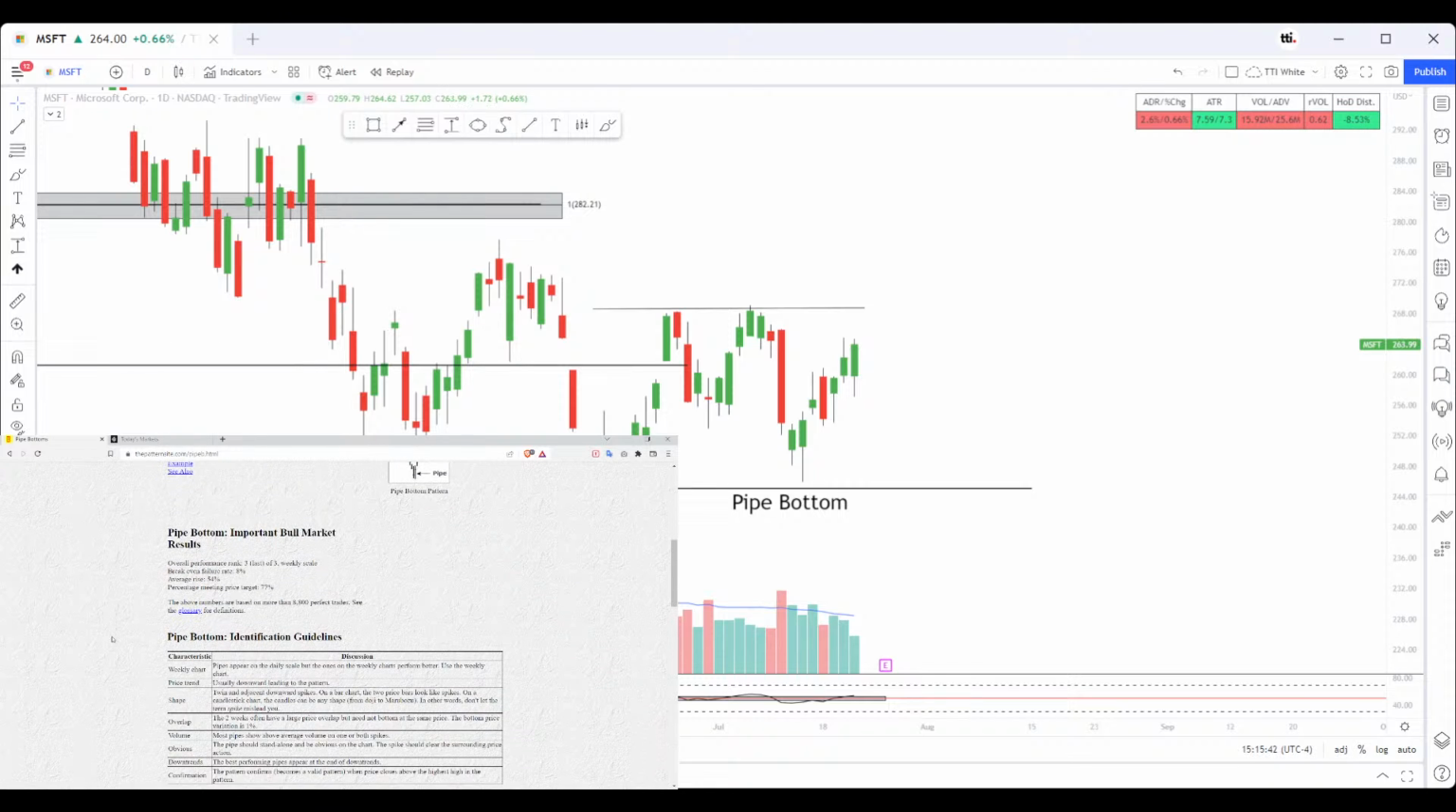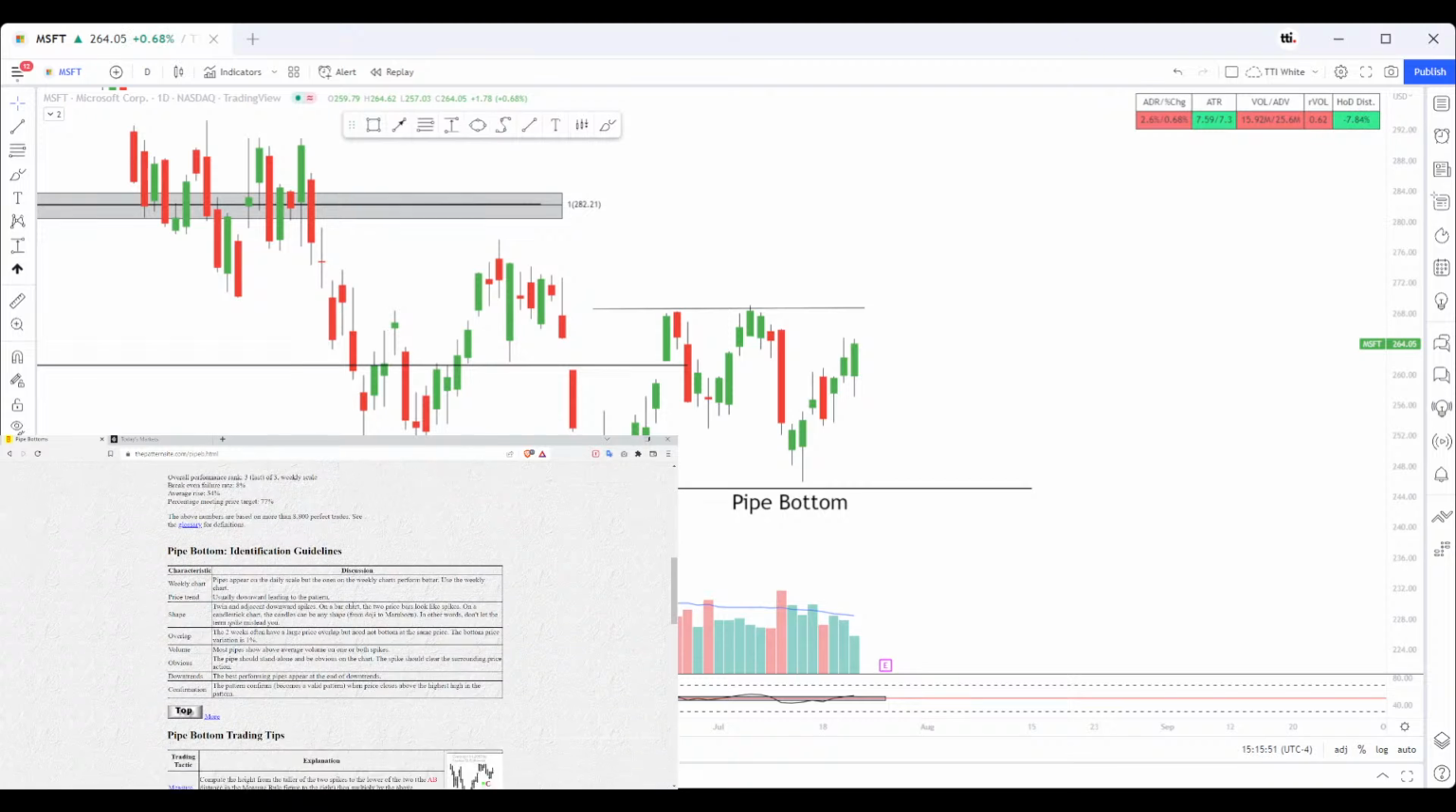Okay, so pipe bottom, overall performance on the weekly is the last, but it's still a very, very high percentage, meaning the price target of an average rise of 54.